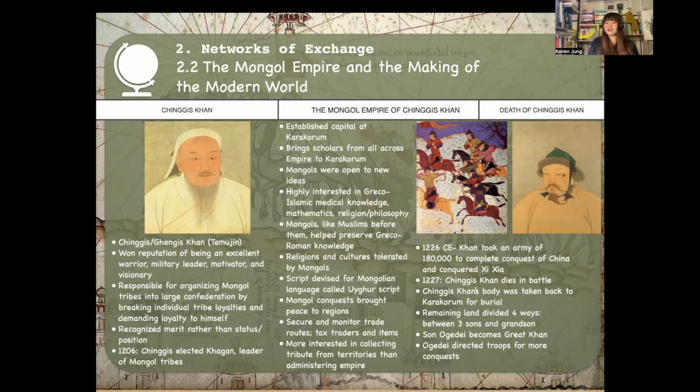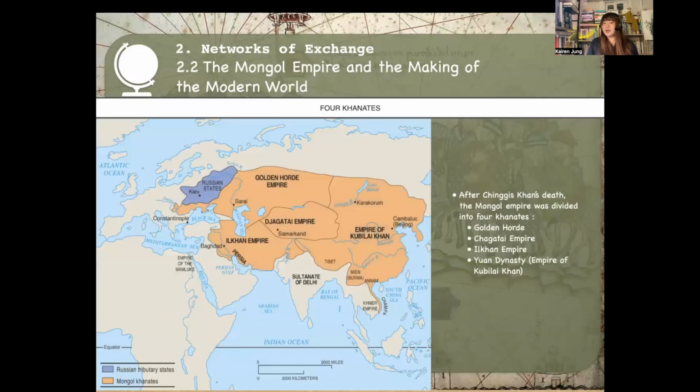Chinggis Khan's body was taken back to Karakorum for burial, and the remaining land was divided 4 ways between his 3 sons and grandson. His son Ogedai Khan became the Great Khan, and Ogedai directed troops for more conquests. After Chinggis Khan's death, the Mongol Empire was divided into 4 khanates: the Golden Horde, the Chagatai Empire, the Ilkhan Empire, and the Yuan Dynasty.